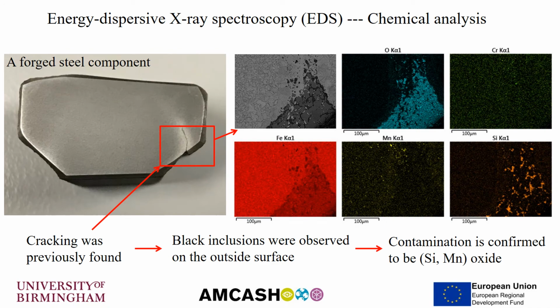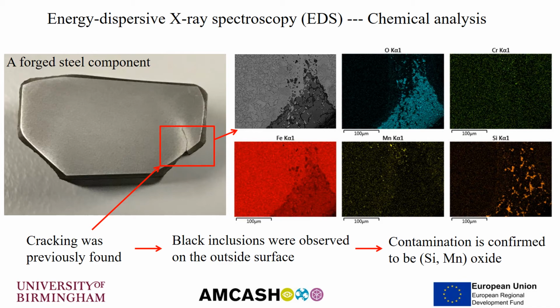EDS is a chemical analysis technique used in SEM. Features as small as 1 micron or even less can be determined, such as the contaminations in forged components. As you can see from the image on the left, cracking was previously found at a particular position of a forged steel component. If we zoom into the area where the cracks were found, some black inclusions were observed on the outside surface of this component.